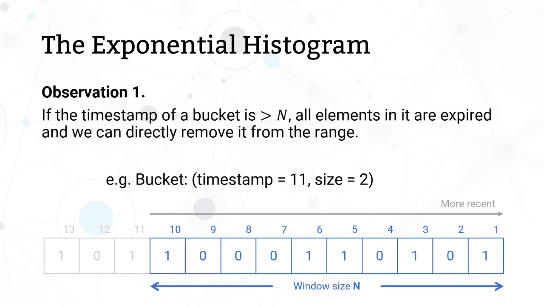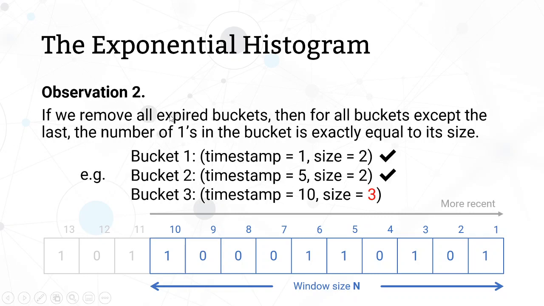And we can make a number of observations. First, if the timestamp of a bucket is greater than n, then definitely all the elements in it are expired, and we can immediately just throw it away. Because, for example, if you have a bucket here of timestamp 11 and size 2, then we know that because this is the most recent one, all of the elements are going to be older than this 11 element. So they're definitely all expired as well. So we can just throw it away. This bucket is now useless.